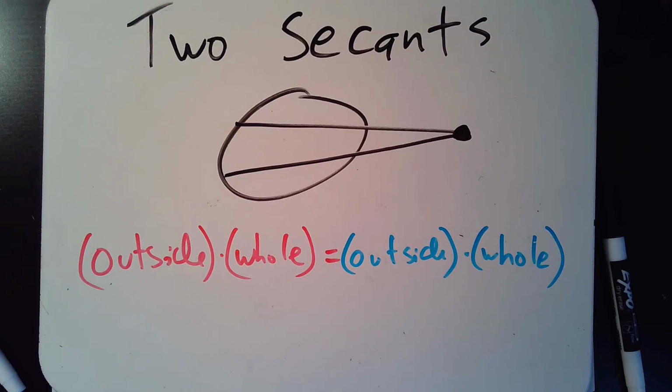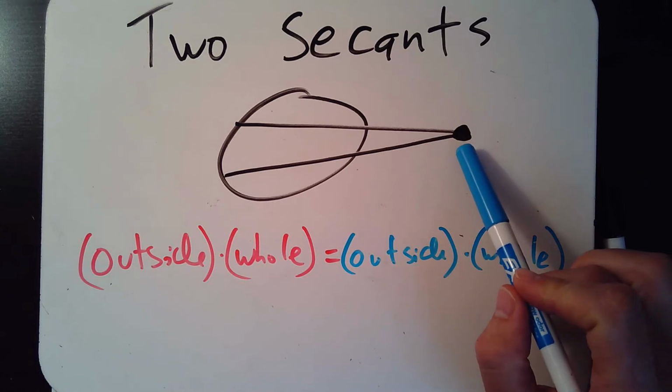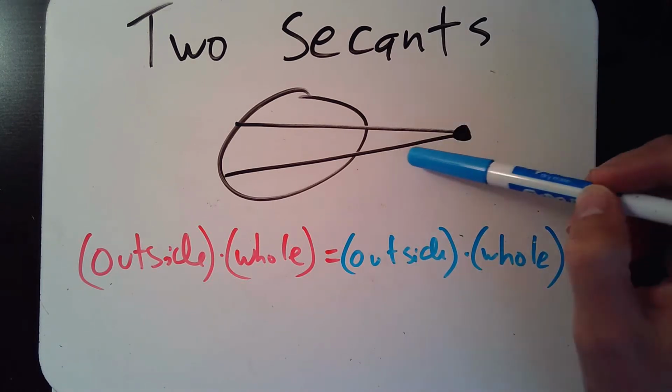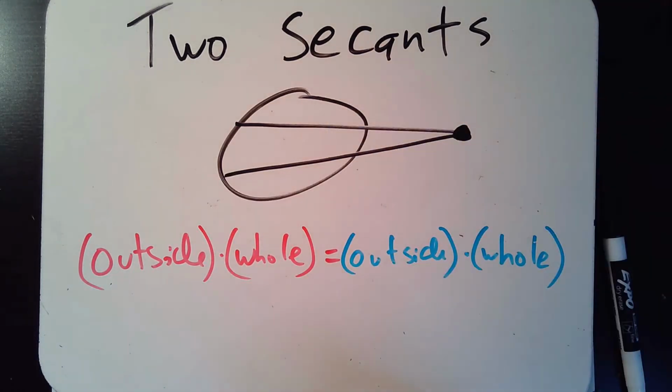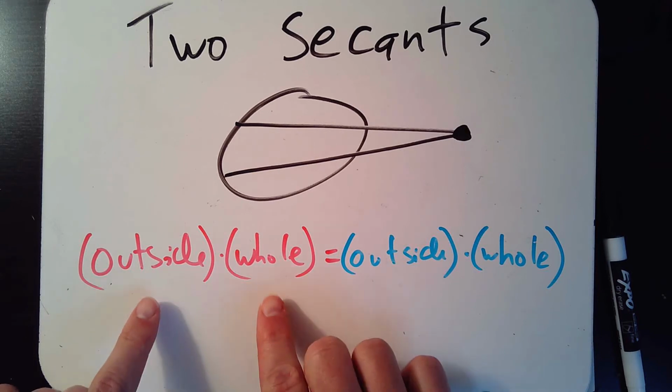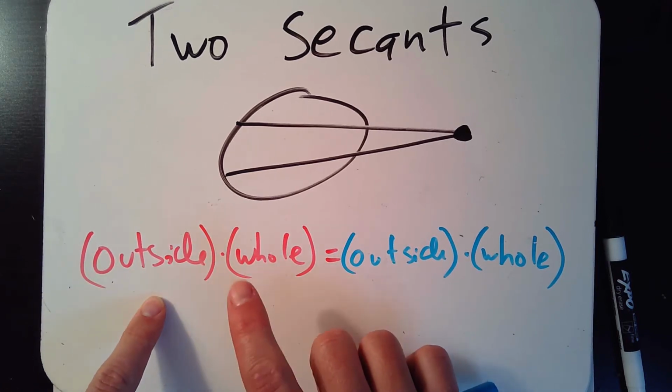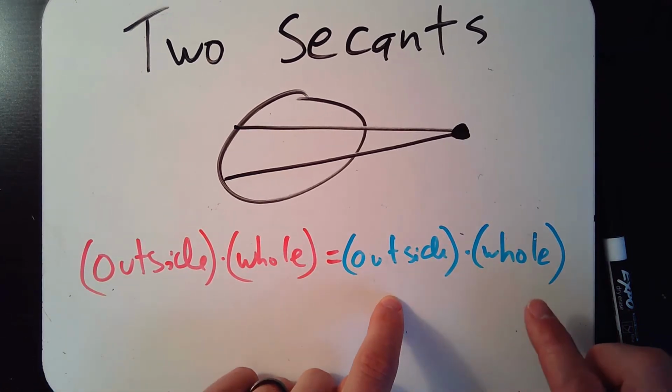All right, the first thing we're going to talk about here is two intersecting secants. They intersect at one point outside the circle, and you see they both go through and hit the circle 2 times each, so they're both called secants. The proportionality theorem that works is simplified down. It's just the outside times the whole is equal to the outside times the whole.